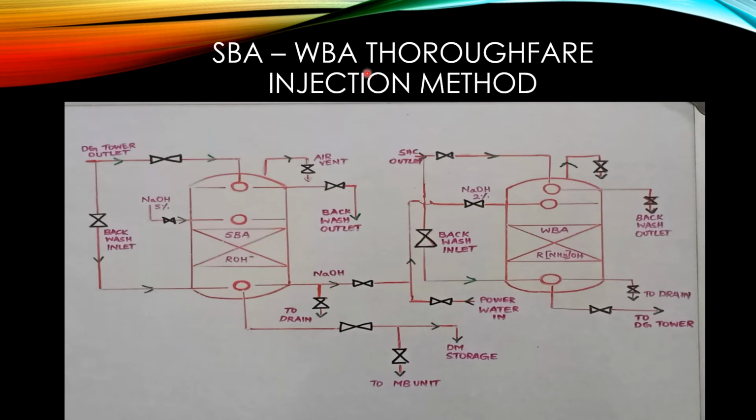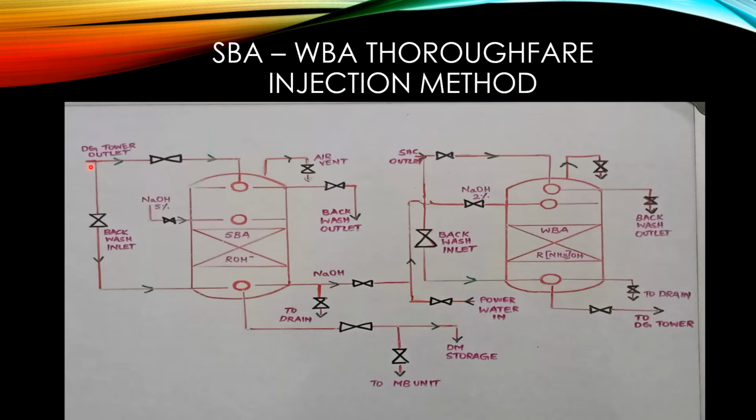This is the schematic diagram of SBA and WBA regeneration by the thoroughfare method. SBA is injected with 5% NaOH, and the outlet is diluted with pure water and injected as 2% NaOH in WBA. Both the beds are taken for regeneration together. This is the SBA bed filled with SBA resin, a quaternary ammonium compound. This is the tertiary ammonium compound.